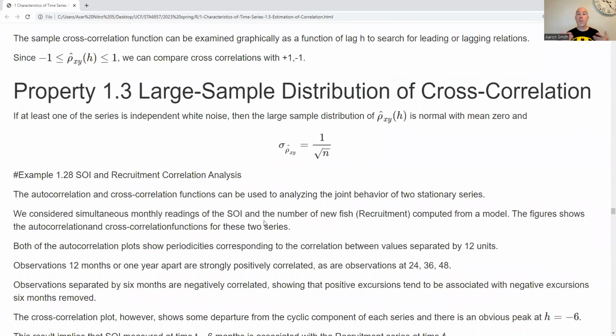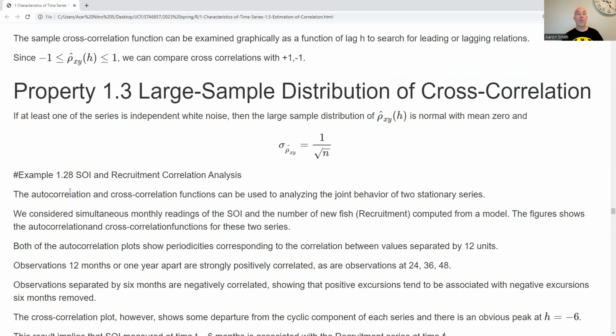All right, so now the large sample distributions of cross correlation. If at least one series is independent white noise, then the large sample distribution of my cross correlation is going to be normal with mean 0 and 1 over n as my variance. So my standard deviation is going to be 1 over the square root of n.